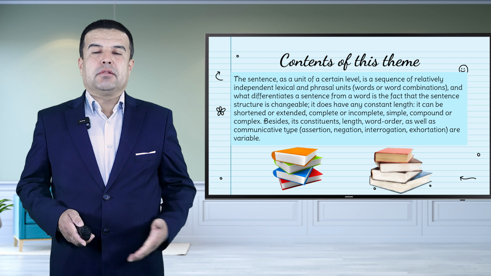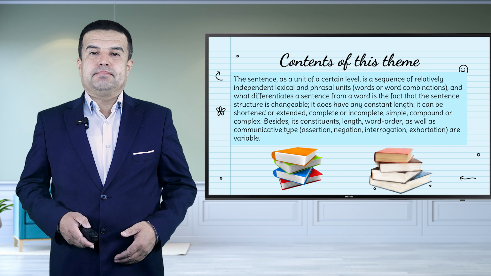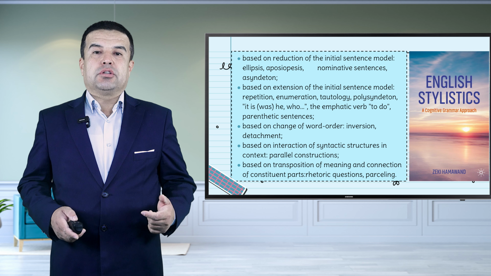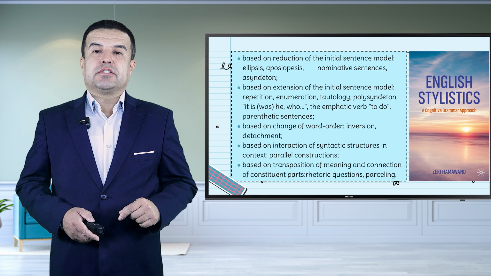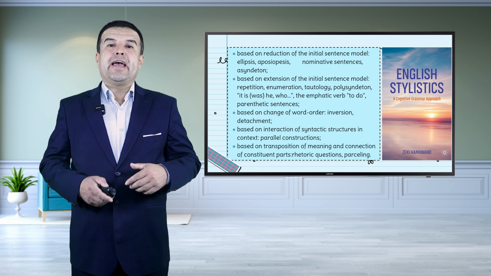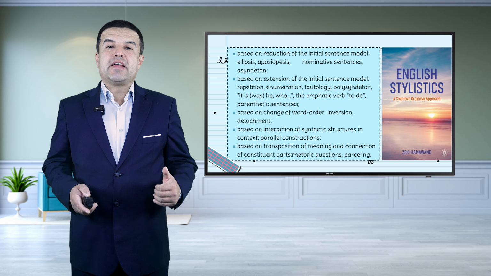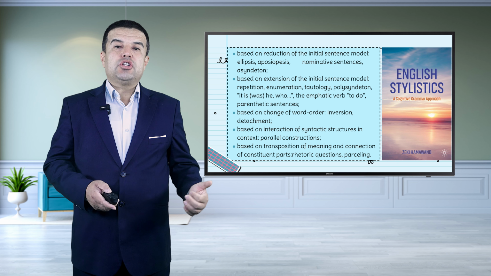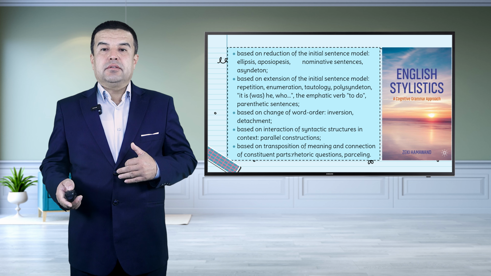They are variable. The syntactical stylistic devices of the English language are based on reduction of the initial sentence model. There are ellipsis, apposition, nominative sentences, asyndeton, etc. And they are based on extension of the initial sentence model. There are repetition, enumeration, polysyndeton.